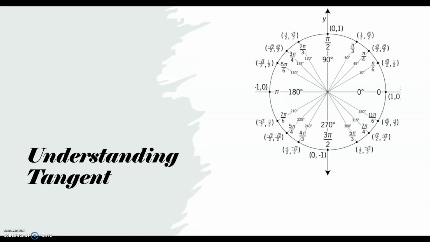Here is our unit circle. So remember that the coordinates of a unit circle are cosine, comma, sine. So in order to find tangent, you have to divide sine by cosine, or y coordinate over x coordinate.